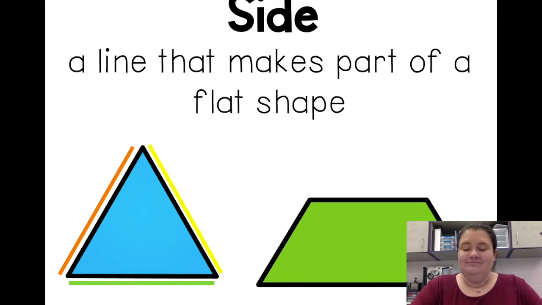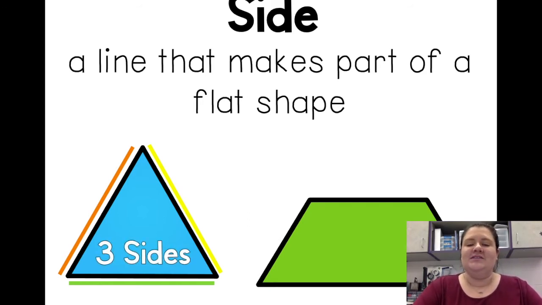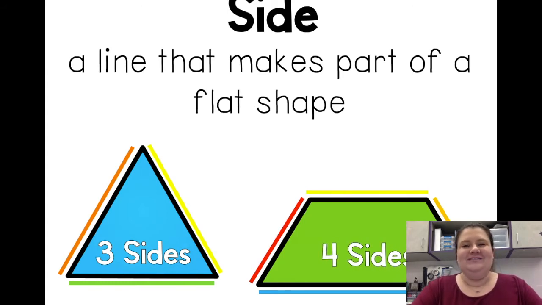And then this right here, boys and girls, is a trapezoid. How many sides does a trapezoid have? 4? You are correct. Well, 3 sides on the triangle, and then 4 sides on the trapezoid. We have 1 at the top, 2 along the side, and then 1 at the bottom. So that would be 4.